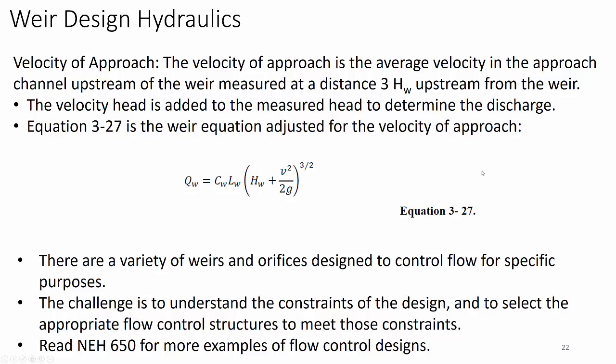There is a variety of weirs and orifices designed to control flow. These things are just as varied as your imagination. The challenge is to understand the constraints of the design you're working with and to select the appropriate control structure to meet those constraints. The National Engineering Handbook 650 provides a number of examples for you. You should have an adequate background now to explore these on your own and understand them.